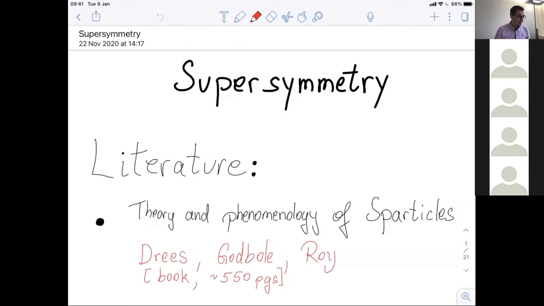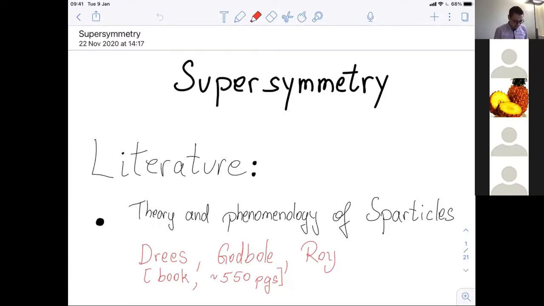Okay, so today we talk about supersymmetry. The literature from which I took most of the lecture goes back to these two sources. The first one is the book by Drees, Godbole, and Roy, Theory and Phenomenology of Sparticles. And actually, the size of this book tells you how big the subject is.